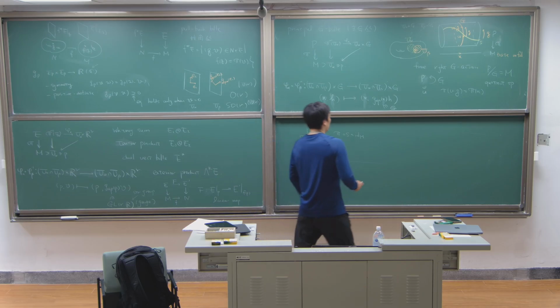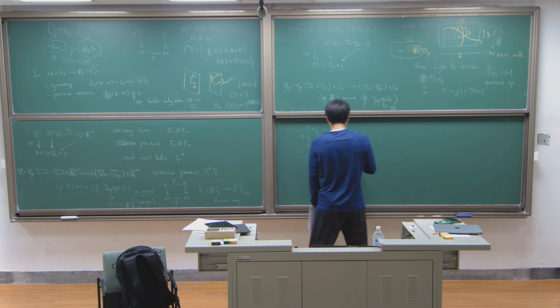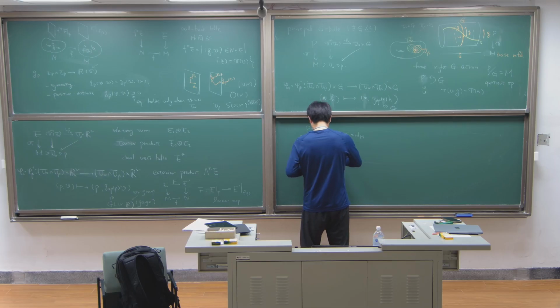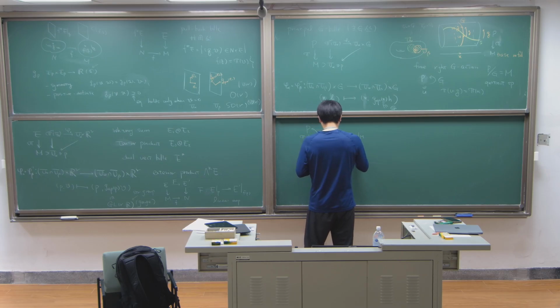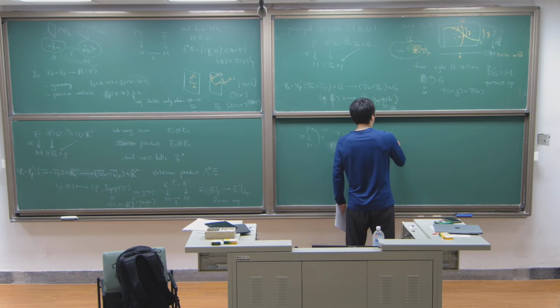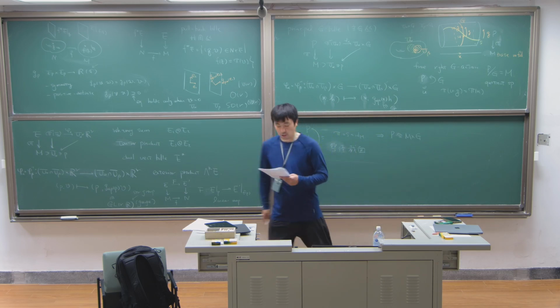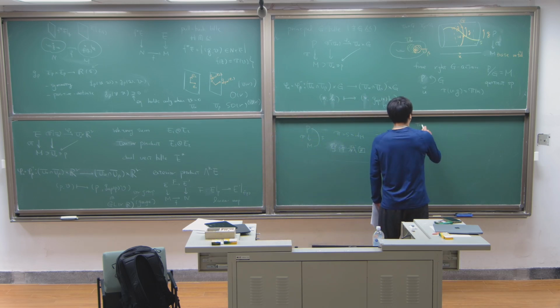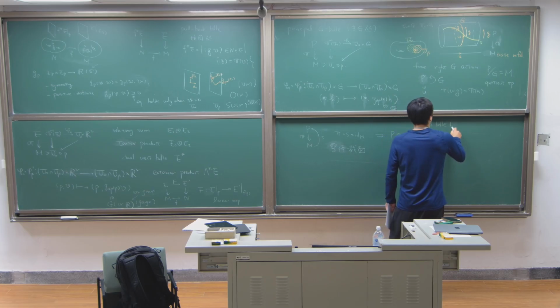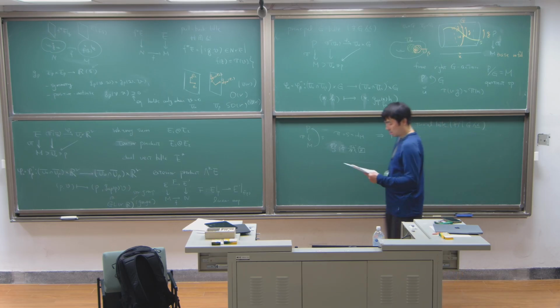If you have such a global section of the principal bundle, then this means that P is in fact equal to M cross G. So this is the trivial bundle.